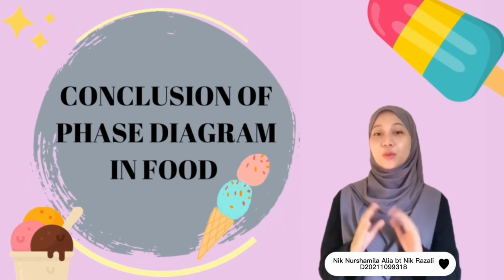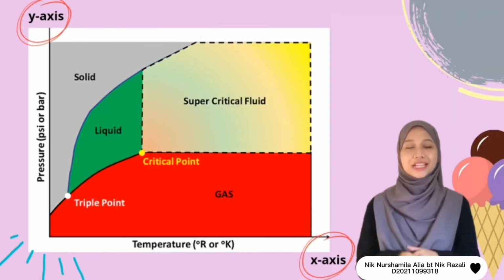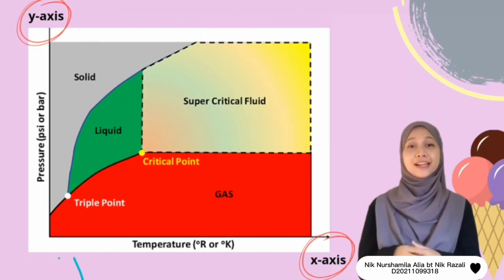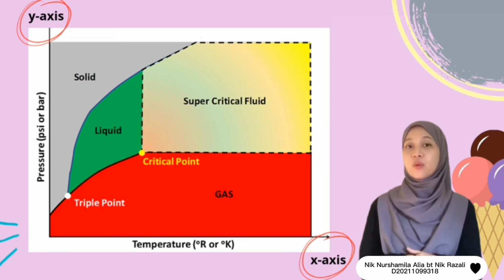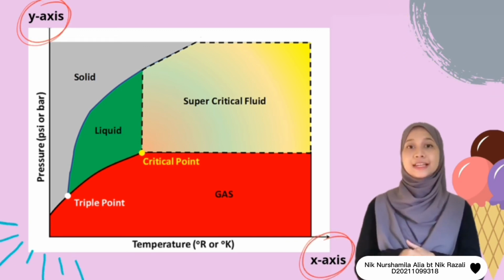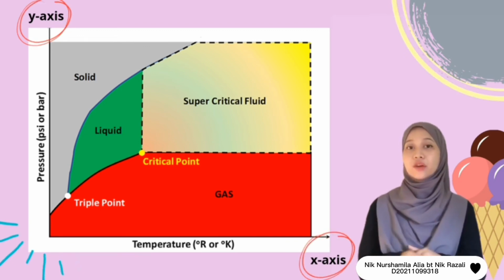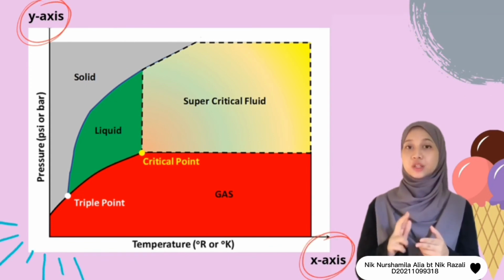Now, let's conclude what we have learned. In conclusion, a phase diagram is important as it provides the relationship between phases in a system as a function of temperature, pressure, and composition.